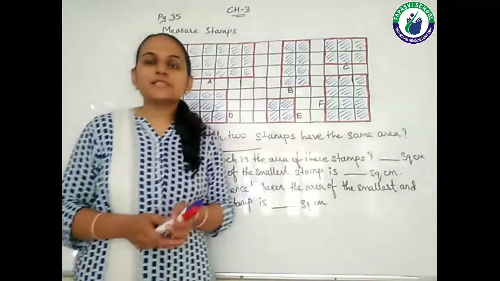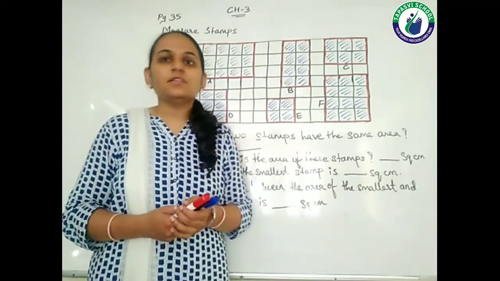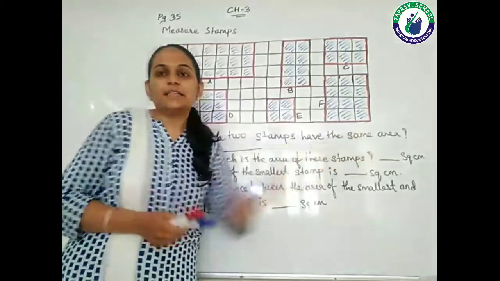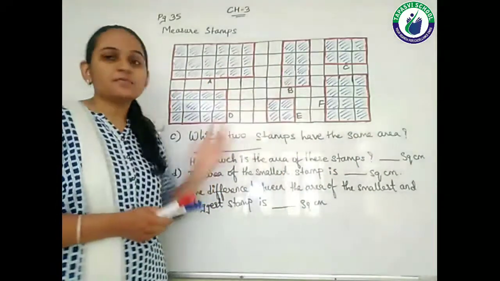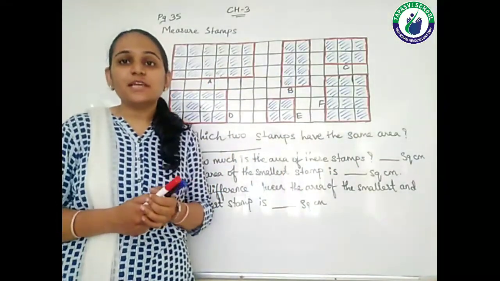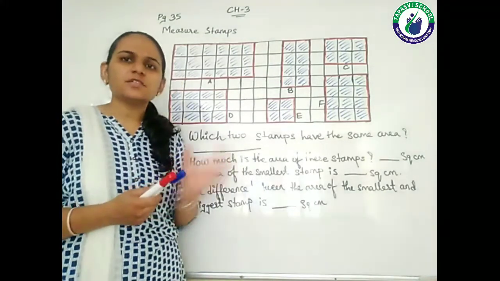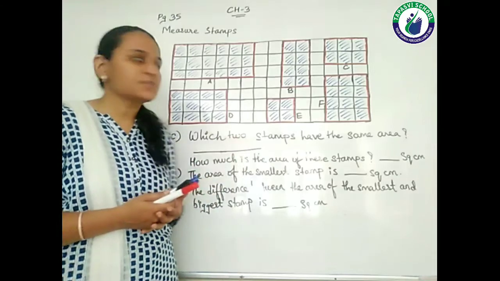Okay, students, now let's see the C question, that is, which two stamps have the same area. That means out of all these stamps, there are two stamps which have the same area. So let's calculate it, or better to say just say it, because we have already calculated.